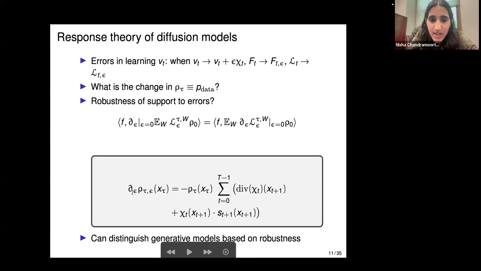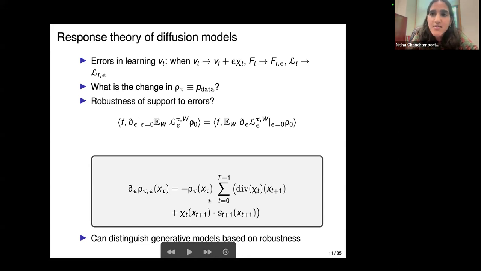The result is that the derivative of the predicted density, so this is rho_tau epsilon at the time x_tau, with respect to epsilon. So for a small epsilon, this is like rho_tau epsilon minus rho_tau 0, which is the unperturbed, which is close to p data, divided by epsilon, is going to be this. So this is the error in the predicted density. And you can see that that is supported only on the true target density.